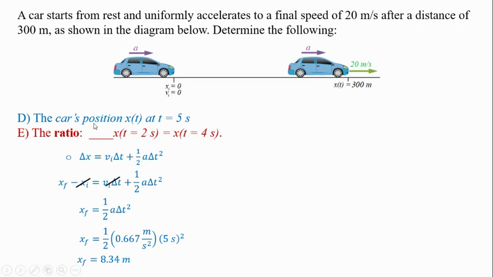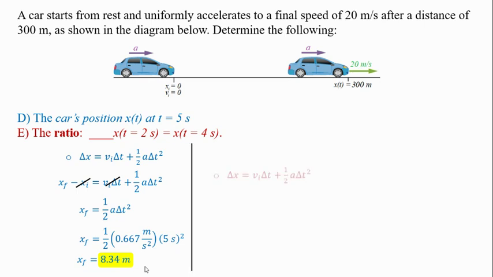Now, I do want to point out, position is a vector, and according to this diagram, the car is moving to the right. So the proper way to express this answer would be 8.34 meters, comma east or comma right, or use a plus sign to indicate that you know that position is a vector and that it is to the right of the origin or your starting point.